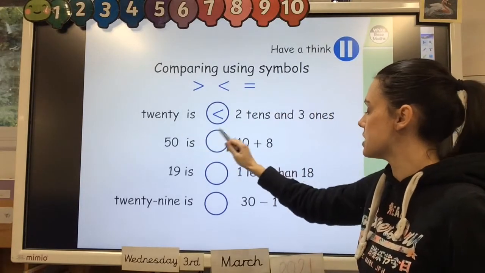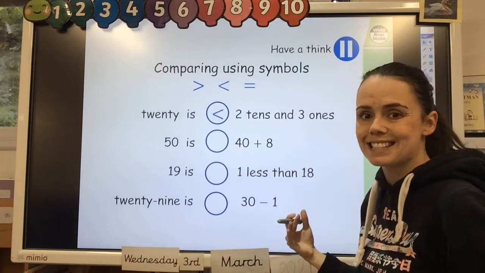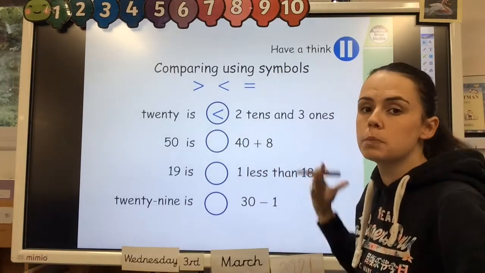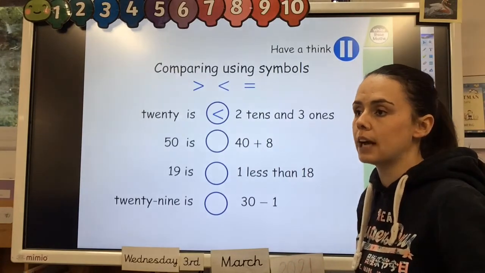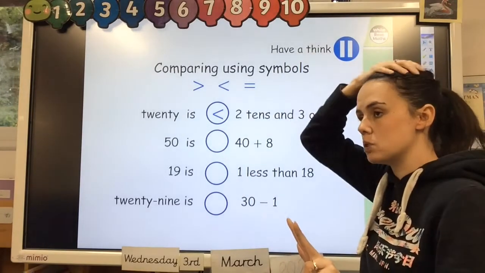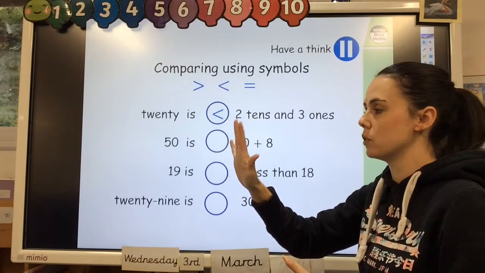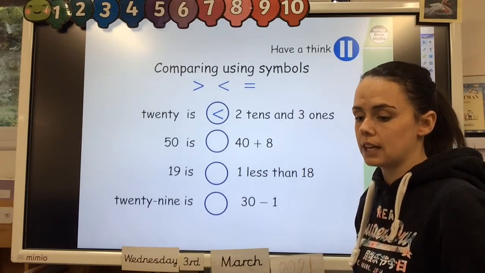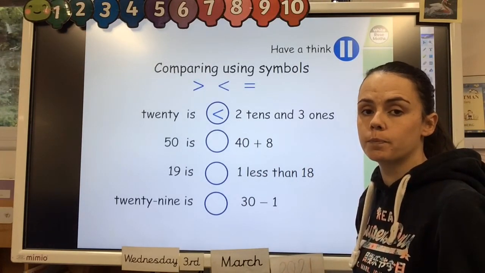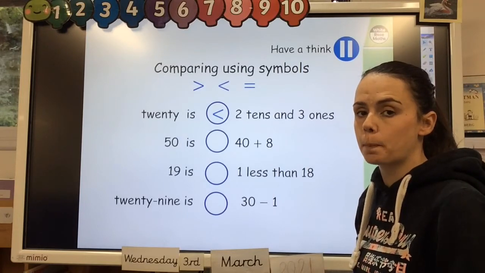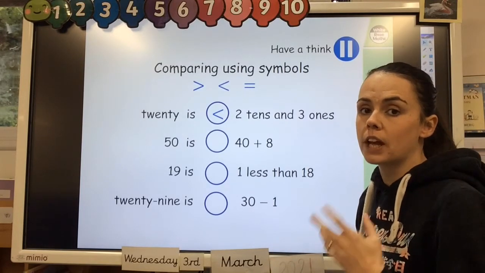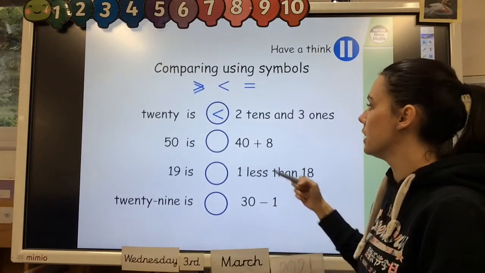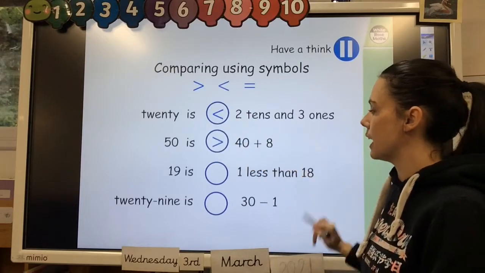Right, 50 is something to 40 plus 8. Well, this is very tricky. Right, so we know 50, that's fine. What's 40 plus 8? So I put 40 on my head, I need to hold up 8 fingers. 40, 41, 42, 43, 44, 45, 46, 47, 48. 50 and 48. Can you find 50 on your number square? Now find 48. Which one's bigger? 50 is bigger, isn't it? It's right at the end. So 50 is bigger than 48.